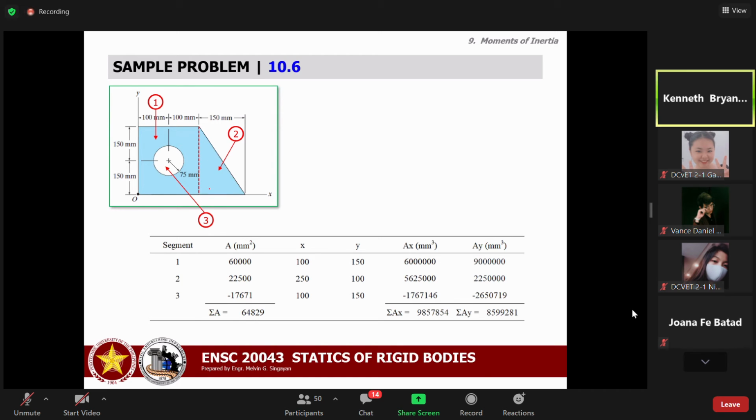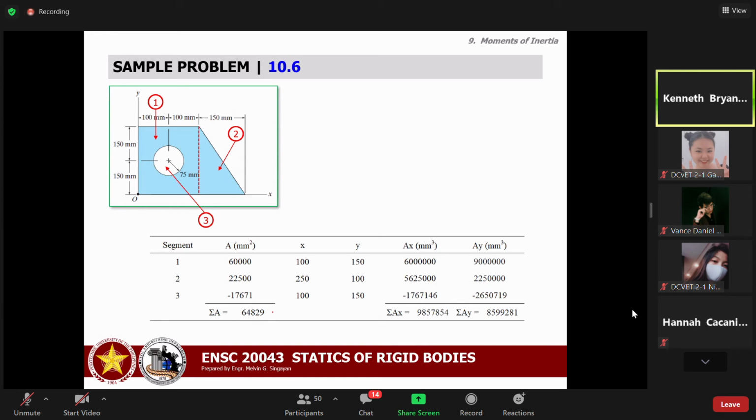For the triangle, 1/2 of 150 times 300. Okay? Then for the third one, area ng circle, so that's pi r squared. Okay? Of the negative sign here because this area needs to be subtracted. Okay? So get the summation. So we have summation of area, 64,829.